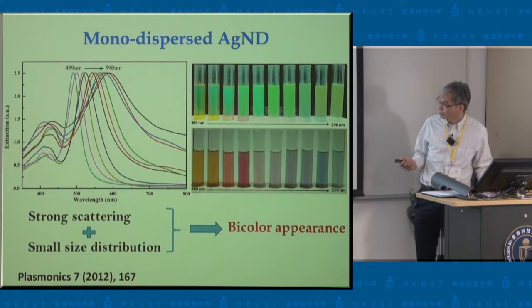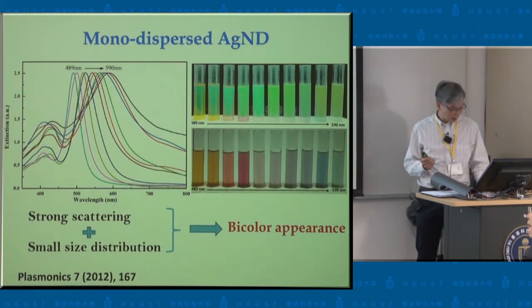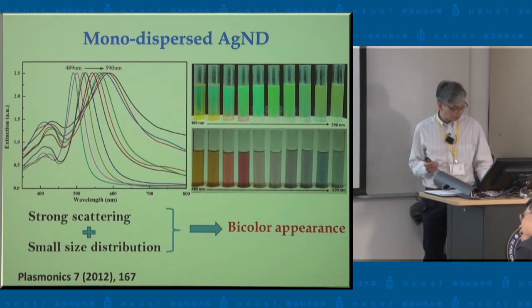We can control the size, and then they resonate at different wavelengths. In this case, it's actually up to 590, which is sort of orangey red. And you can see that they have very monodispersed characteristics. In fact, the latest we found is actually 620. We can make them bigger so that they become 620 in resonance.